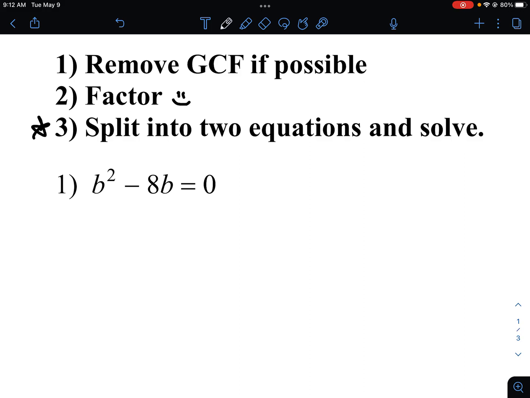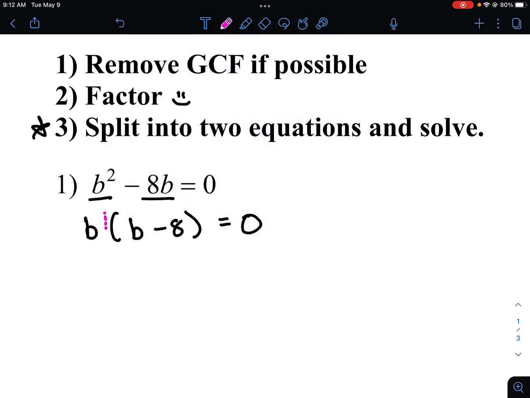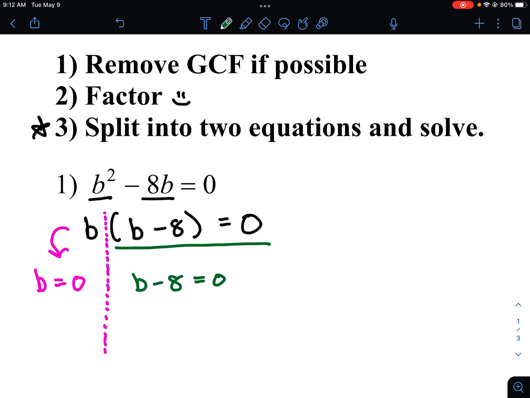Number 1 may not seem familiar to factor, but let's keep in mind we have to remove a greatest common factor first. So each of these shares a b, which we can take out. So there is step 1. Step 2 is factoring. And step 3, split into two equations. So here is what I mean by that. Right behind this b, we can think of this as two different parts. What we do is we set this b equal to 0, and we set this other expression, b minus 8, equal to 0.